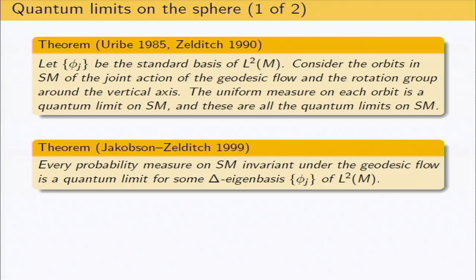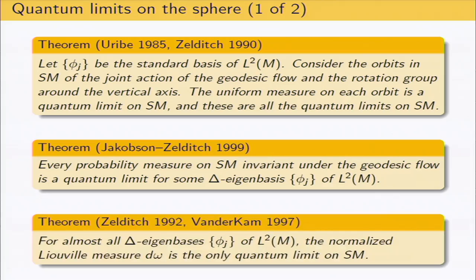What happens for a random basis? There is a theorem of van der Kam from 97, strengthening a result of Zelditch from 92, that for a random Laplace eigenbasis, the normalized Liouville measure is the only quantum limit. So in other words, the Wigner measures converge in the weak star topology, and then we saw that the limit must be the normalized Liouville measure.